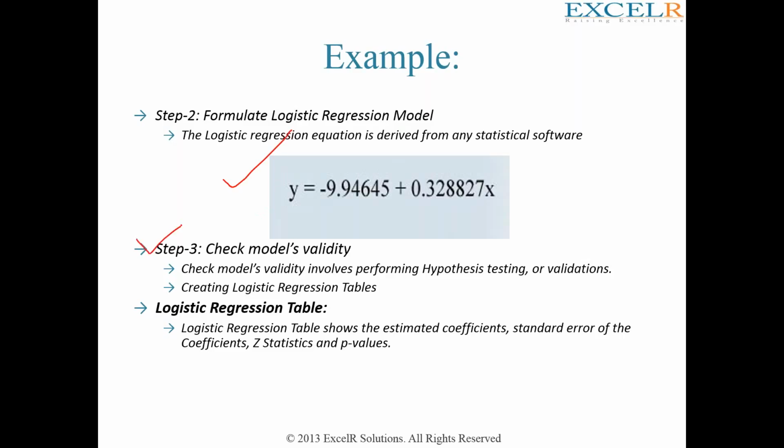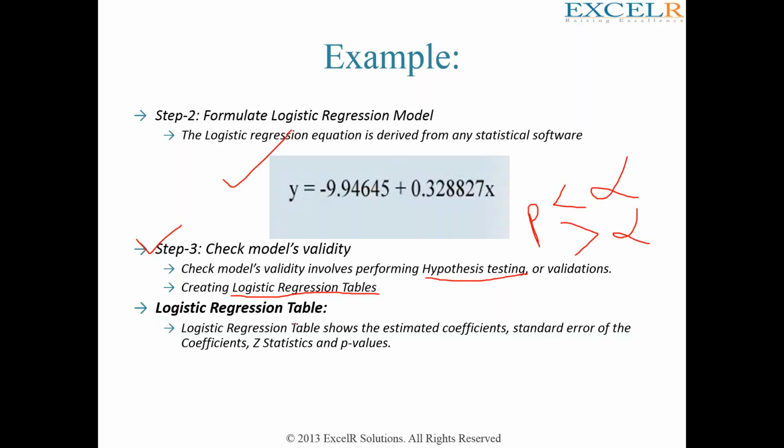Now we need to check whether the model is valid or not. How do you do that? There are two techniques to check whether your model that you have built is valid or not. You can either perform hypothesis testing or you can create logistic regression tables. For hypothesis testing, you can do a test and check whether your p-value is less than or greater than 0.05, right, or alpha value. Or you can create a logistic regression table and actually look into that.